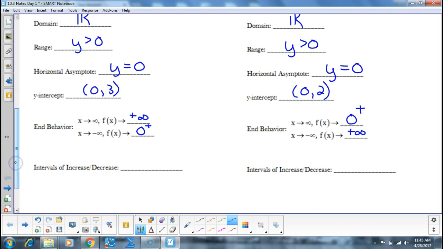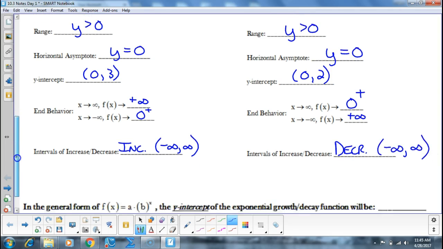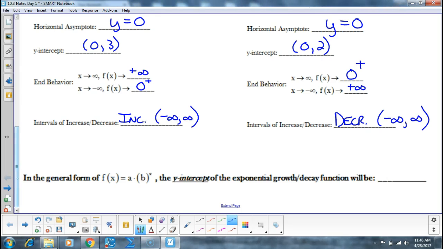Oh, forgot intervals of increasing or decreasing. This one is increasing on the interval negative infinity to positive infinity. This one is decreasing on the same interval, negative infinity to positive infinity. It's always increasing, always decreasing. In general, the form is f of x equals a times b to the x. The y-intercept of the exponential growth or decay function will be (0, a). We learned that the other day.